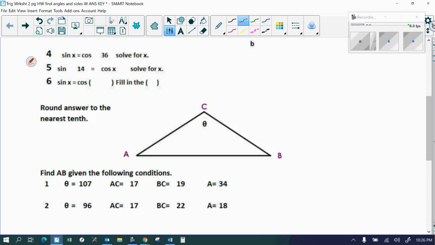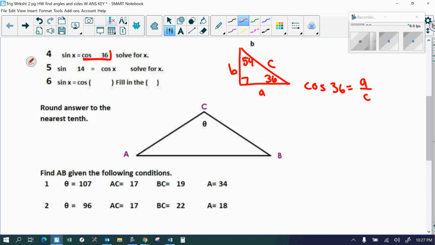Okay, let's look at this. Sine of x equals the cosine of 36. Remember, we've talked about this. If I have a right triangle, and one angle is 36, then the other angle has to be complementary, 90 minus 36, which is 54. They have to be complementary. We'll just call this A, B, and C. So the cosine of 36 is A over C, right? Cosine of 36 equals A over C, adjacent over hypotenuse.